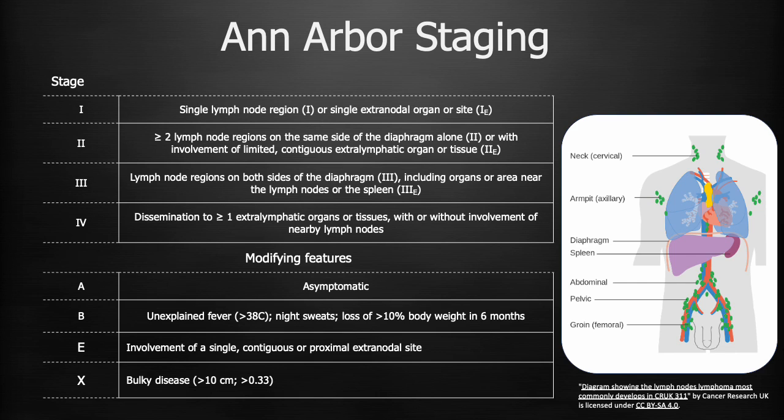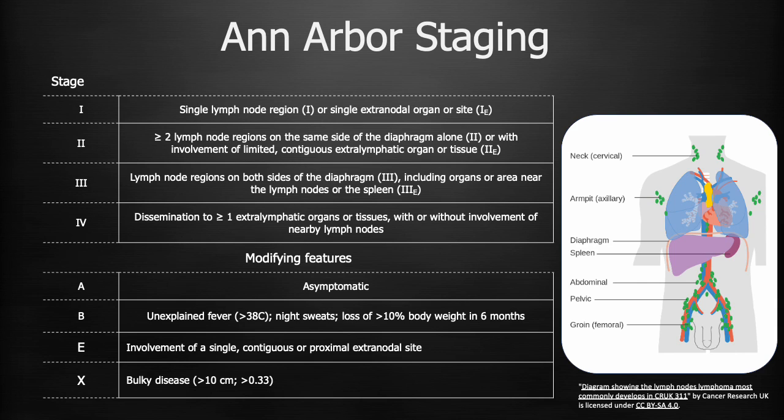Category A means that the patient does not have the B symptoms, which are hypermetabolism symptoms like unexplained fever above 38 degrees Celsius, night sweats, or weight loss. Category B means that the patients have B symptoms. In category E, the patients have Hodgkin lymphoma cells in the organs or tissues outside of the lymphatic system.